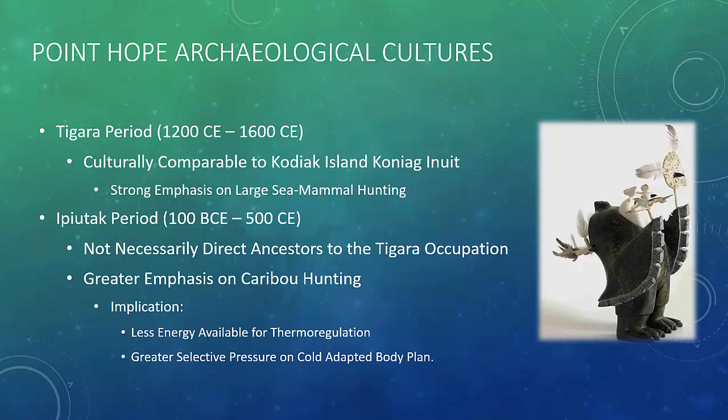Now looking at the Point Hope archaeological cultural groups, these are located north of Kodiak Island in an even more extreme cold thermal environment. We have the Tigara period from 1200 CE through 1600 CE, which is culturally comparable to the Kodiak Island Koniag Inuit, and there's a strong emphasis on large sea mammal hunting. We also have the Ipiutak period, 100 BCE to 500 CE, and these are not necessarily direct ancestors to the Tigara occupation, as there's a greater emphasis on caribou hunting. The implication is that there was less energy available for thermal regulation, which implies that selective pressures on cold adaptive body size may be greater in this population.